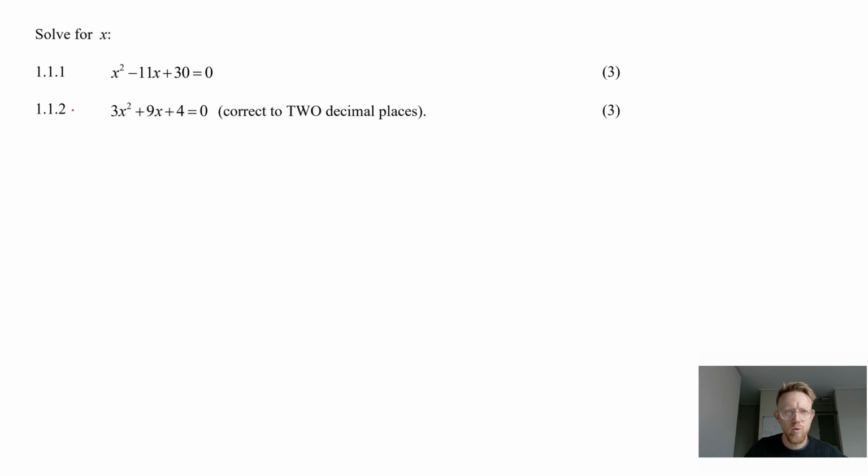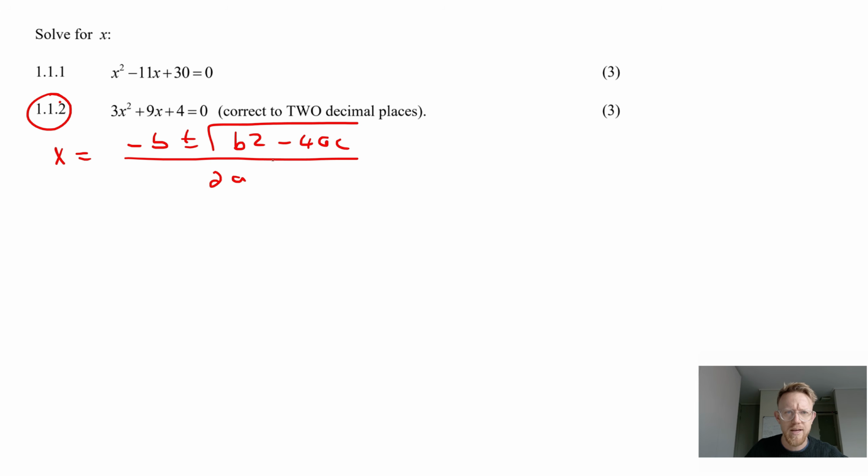With 1.1.2, whenever they say correct to 2 decimals, then you know that this is one where you are going to have to use the quadratic formula. So the quadratic formula is x equals negative b plus minus square root b squared minus 4ac, over 2a. Remember that your first step is to make sure that everything is written on the one side so that you have a 0 on the other side. So that step has been done.